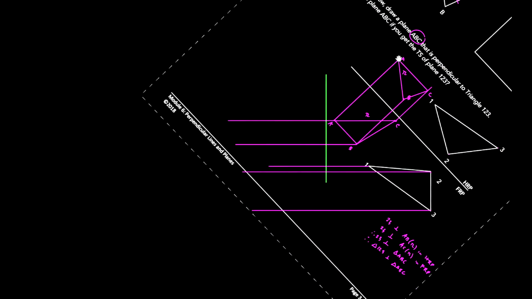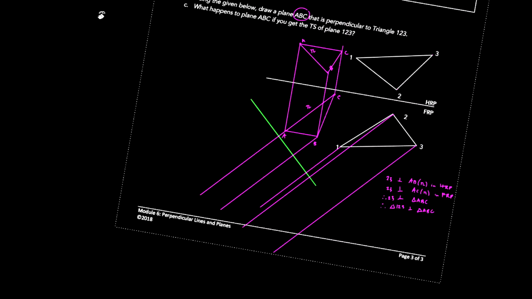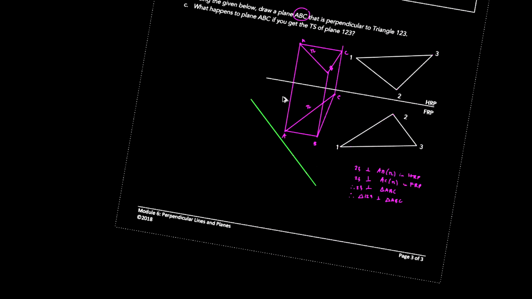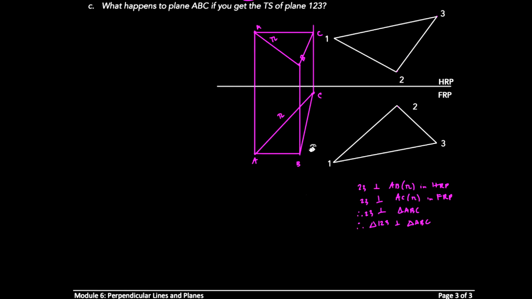So, let's do... no, sorry. Okay, mas madali pala. Ang sabi pala is i-true size natin si 1, 2, 3. This will be much easier, no? Kasi if you get the true size of plane 1, 2, 3, si ABC dapat yung magiging edge view. Okay, so let's get the true size.